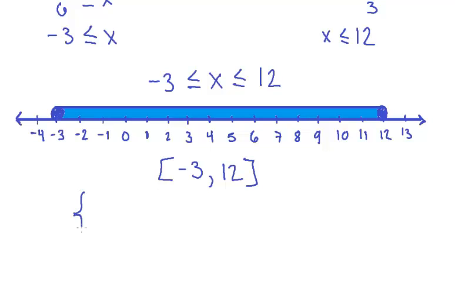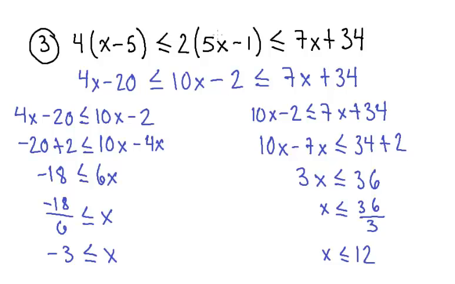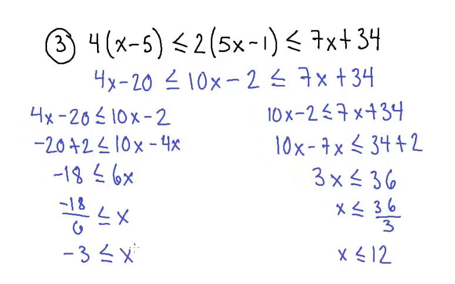And in set builder notation, we just copy the letter of the exercise. We say that this variable belongs to real numbers, and those real numbers are between -3, including it, to 12, including it. And that will be the set builder answer. So those will be the 4 answers for this exercise. Let's solve one more exercise.